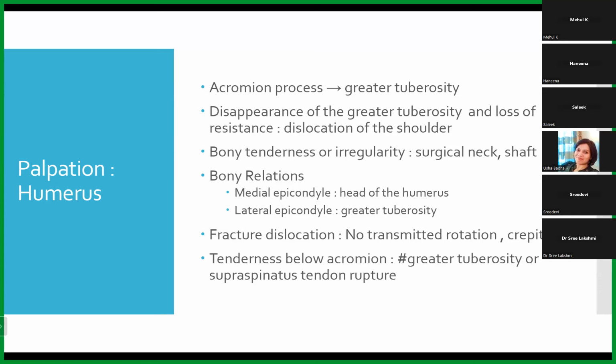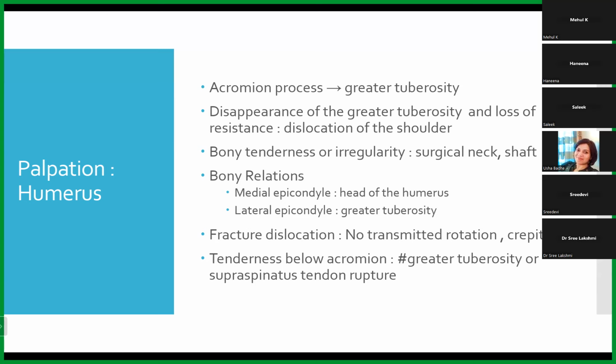Next thing to keep in mind in the humerus is that there is a bony relation. That is, the medial epicondyle will correspond to the head of the humerus, and the lateral epicondyle will correspond to the greater tuberosity of the humerus. So if there is any disruption in this so-called bony relation, that is suggestive of a fracture between these two bony points. It can be a fracture below the neck or anywhere.